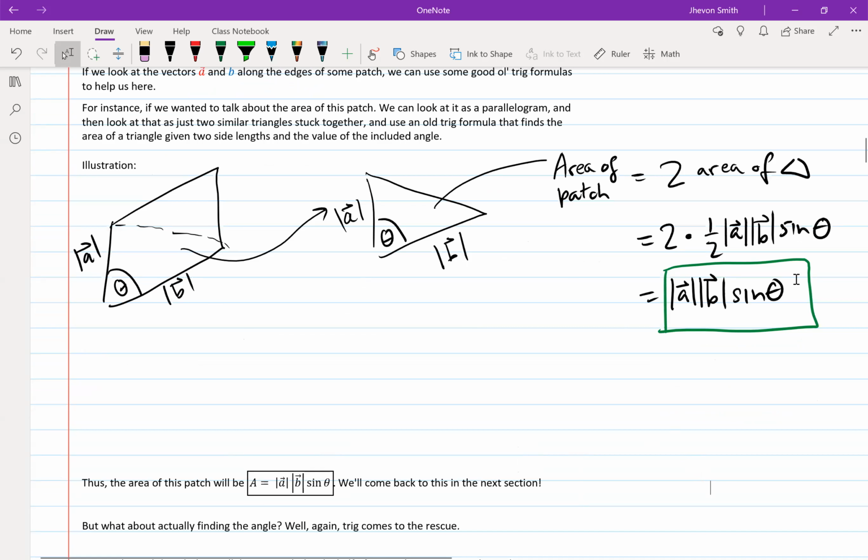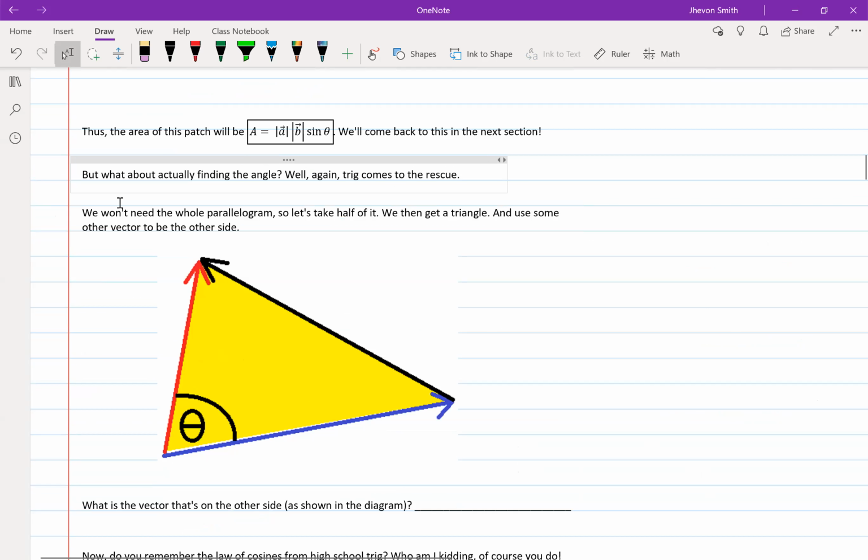Now, assuming we can find this area from this formula, of course, I know about the vectors A and B, but how do we find the angle? So now, what about finding the angle? How do we go about finding the angle? So again, here is our vector A and our vector B, and we have a triangle here. How can you actually find the angle in between?